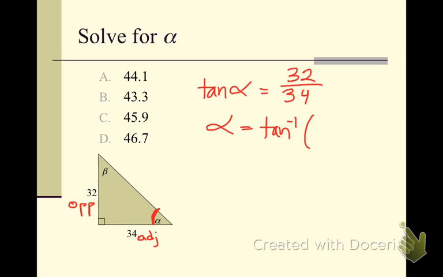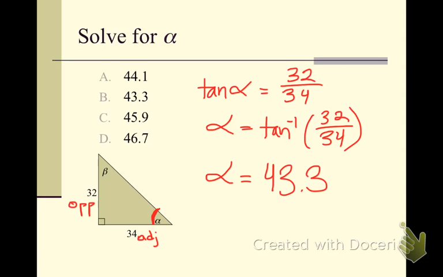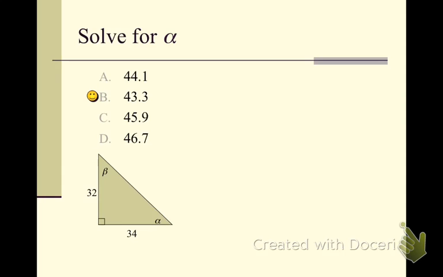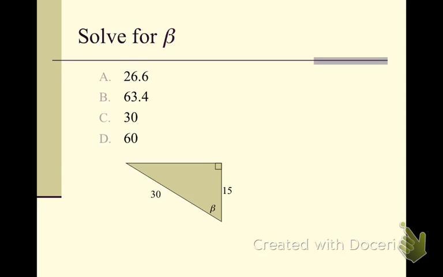The inverse tangent of 32 over 34 is going to be our angle measurement for alpha, which is 43.3, answer choice B. How about beta in this case?